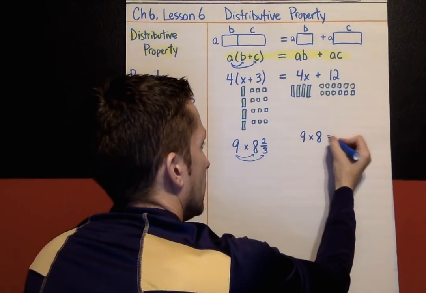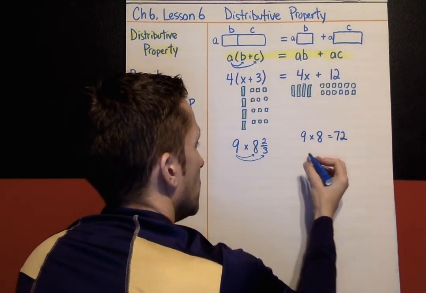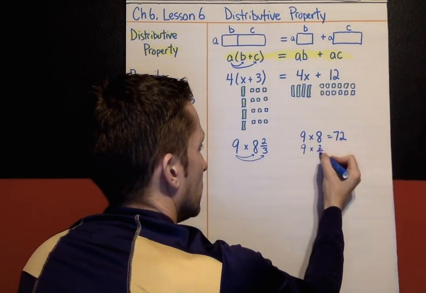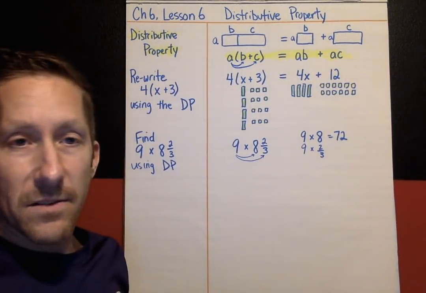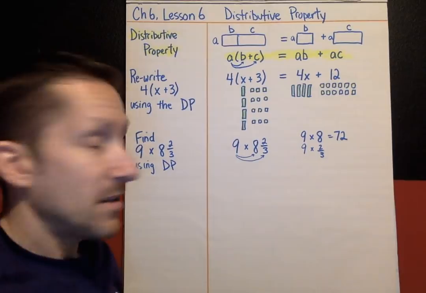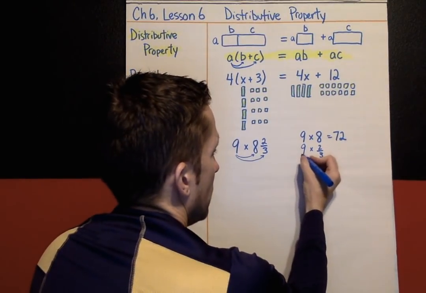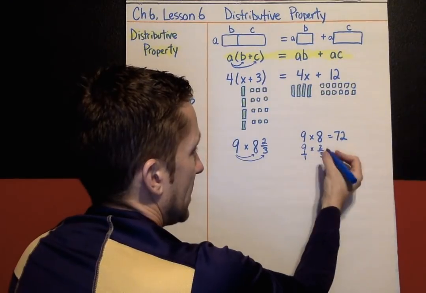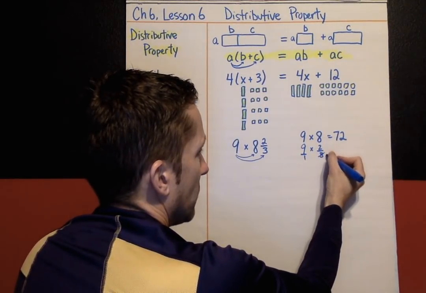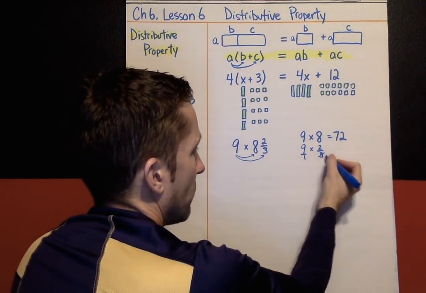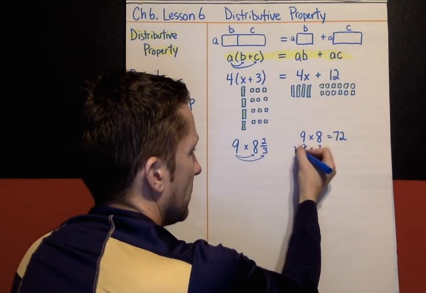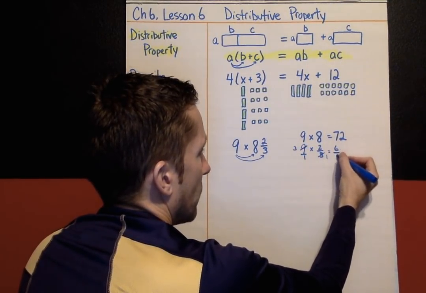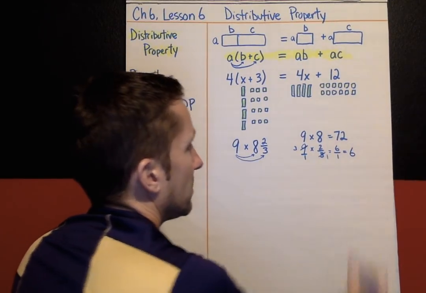9 times 8 is 72, and 9 times 2/3. We learned how to solve that kind of problem earlier this year. Put a 1 under that. We can simplify the 3 and the 9. How many 3's go into 3? 1. How many 3's go into 9? 3. So we wind up with 6 over 1, which is 6.